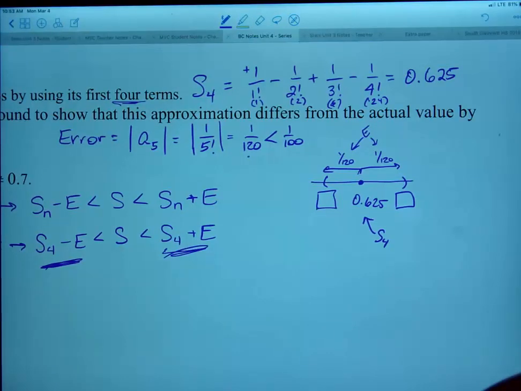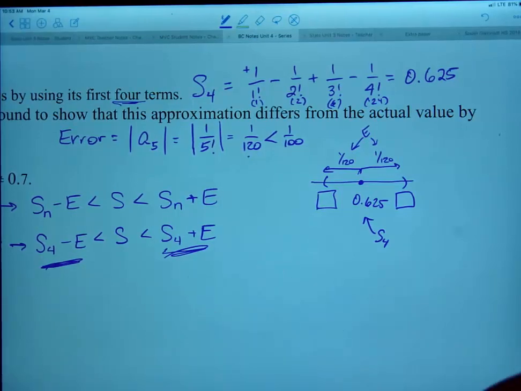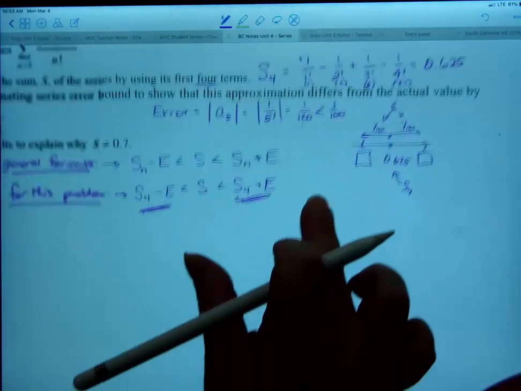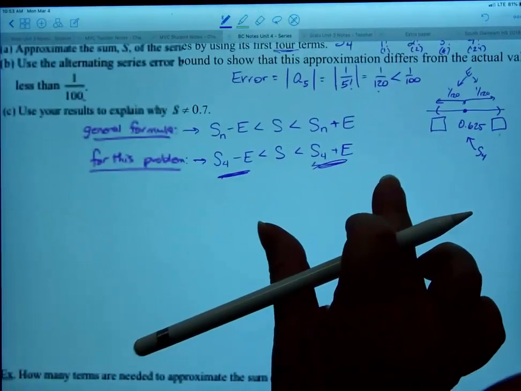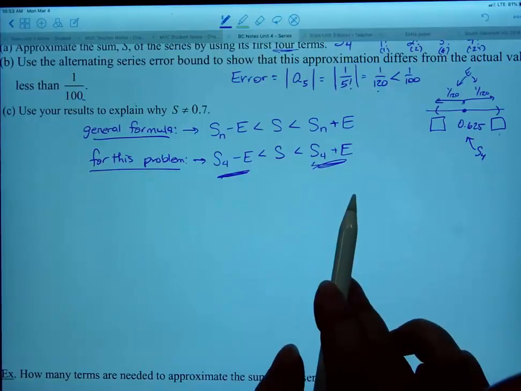So my sum is somewhere in the middle, somewhere around 0.625. But I don't know exactly what it is, but I do know it's between the sum plus the error and the sum minus the error. Okay? Now, this knowledge is what you need to do part C. Do you have any questions about what I just said? Do you now understand what this formula means? Yeah. You go left and you go right.